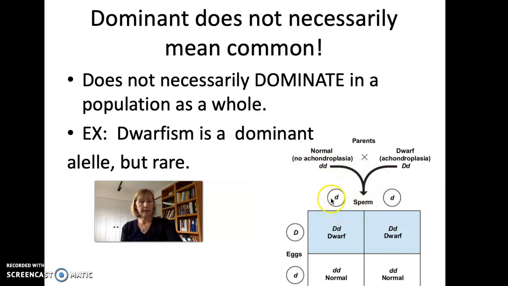It's little d are the parents of, this is dad here, and of sperm, and then big D, little d, and you would end up with half of them would have that trait of being dwarf.